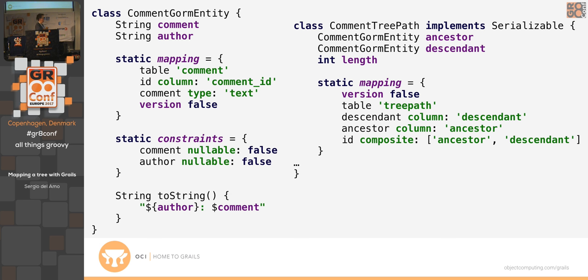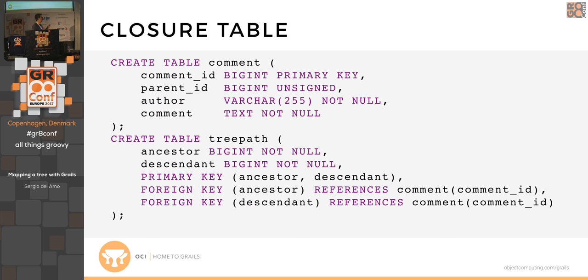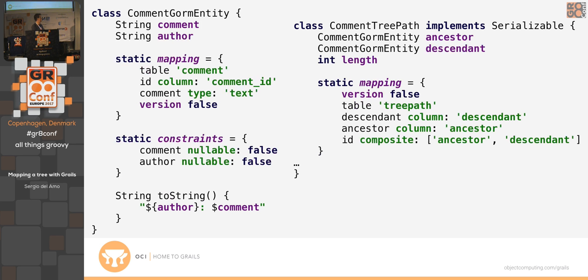One thing we can see about GORM: we don't want GORM to create a primary key called ID. Instead, we want a composite primary key, which will be composed of ancestor and descendant. And this is what we do here. And then we are renaming the columns for descendant and ancestor as well. And the table version is turned off for both. That way we have the same tables mapped with GORM as we have here.